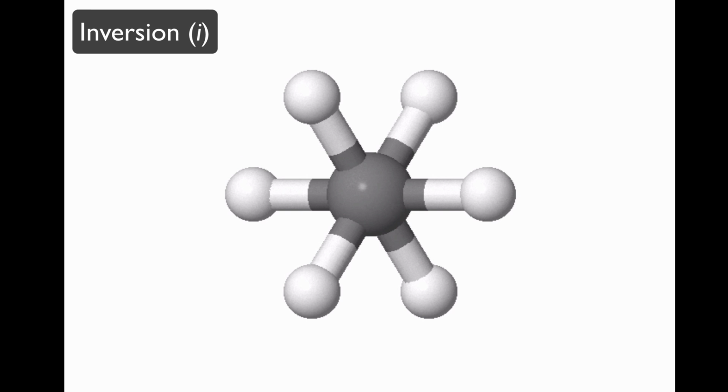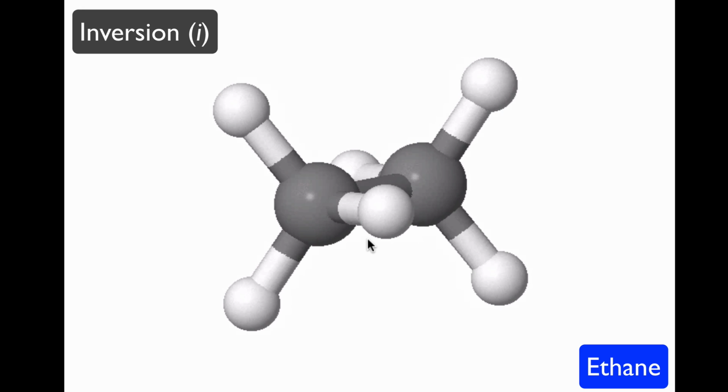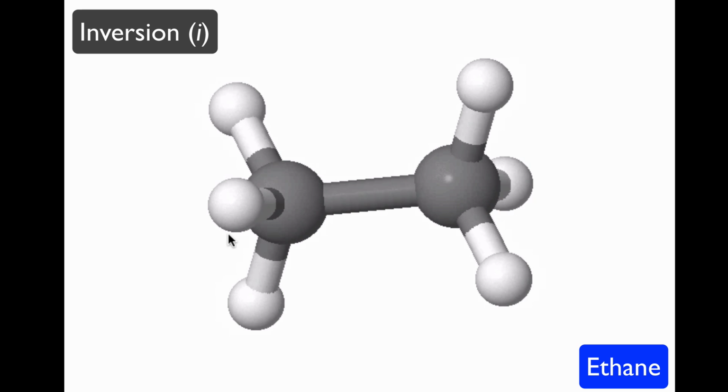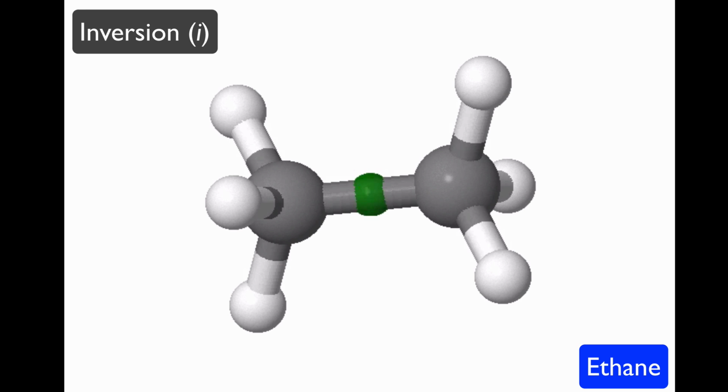If we have a look at ethane, now this is our staggered conformation again. Okay, can you see the inversion center here? Now this time the inversion center is going to be in the middle, and it forms where the bond is. Let's see if we can see where it is. No, it's not showing. Okay, let's invert. Okay, there's the center, and there's the inversion, you see.